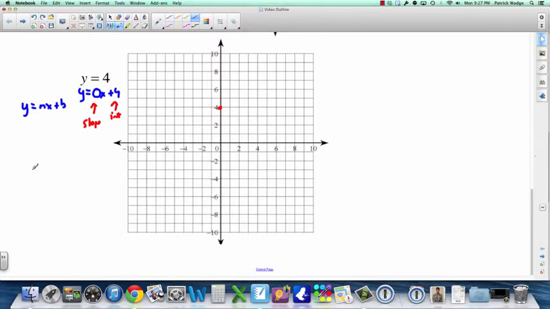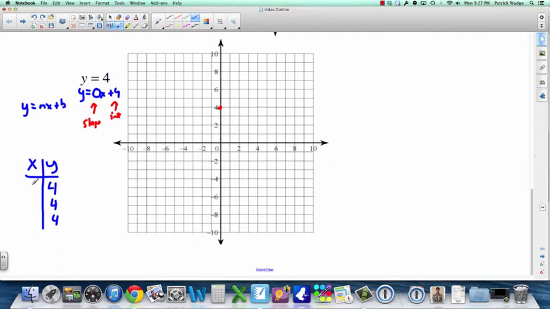You could graph this. The other way, if you ever get confused, remember you can always make a t-table, x, y. Now, if y equals 4, it doesn't matter what x is equal to. Y is always equal to 4. That's what this says. Y is 4, 4, 4. So it doesn't matter what numbers you put in here for x, y is always equal to 4. Put some numbers in here.